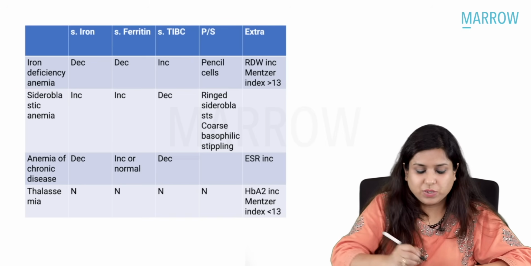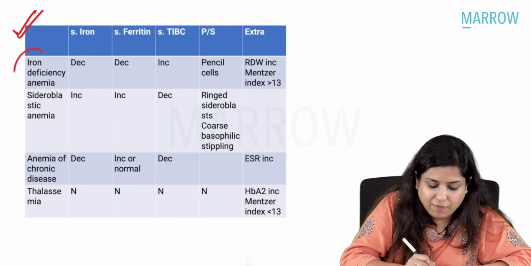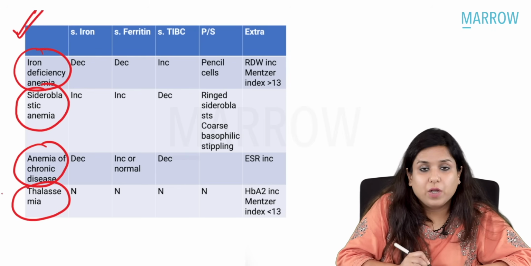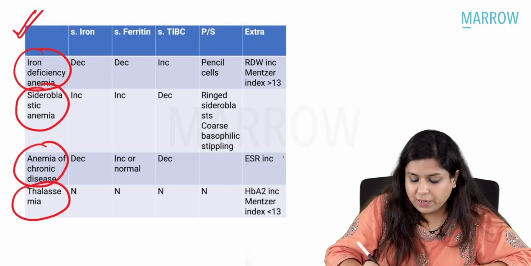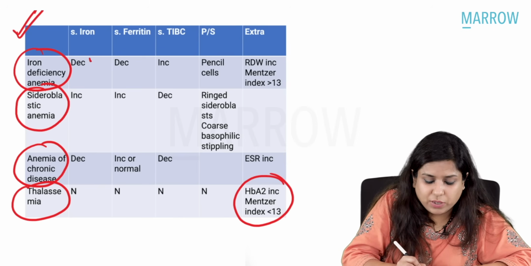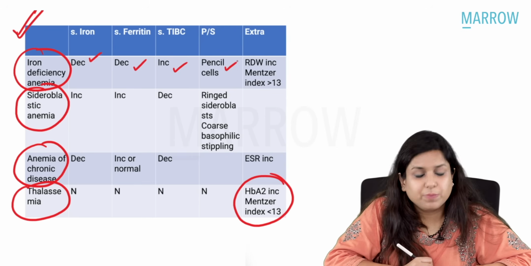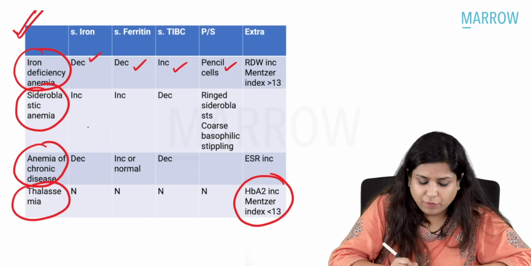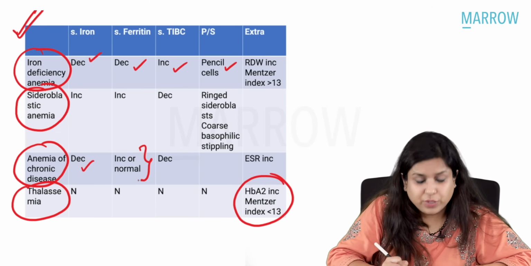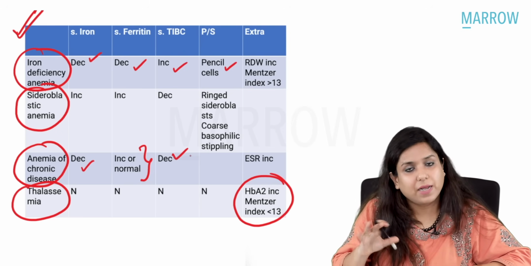See this table, students, which I have created for the differential diagnoses of microcytic hypochromic anemia. We have iron deficiency anemia, sideroblastic anemia, anemia of chronic disease and thalassemia. You already know that in thalassemia everything is normal except the HbA2 level is increased, right? Iron deficiency anemia, of course, serum iron will be low, serum ferritin will be low, TIBC will increase, peripheral smear will show pencil cells. In anemia of chronic disease, the serum iron is decreased. Why? Because hepcidin is increasing. Serum ferritin is increased or normal, I have already told you. TIBC is also decreased. The iron binding capacity, right, that is also decreased.